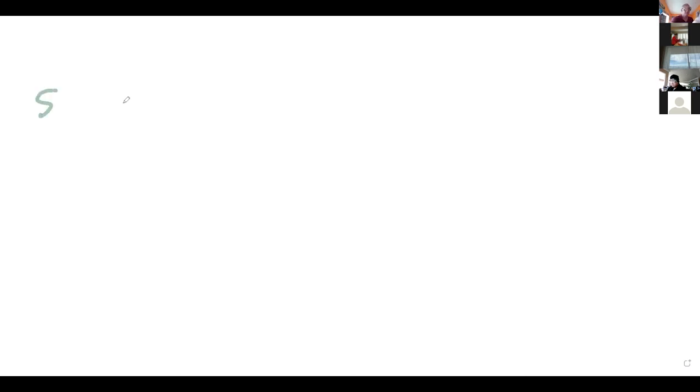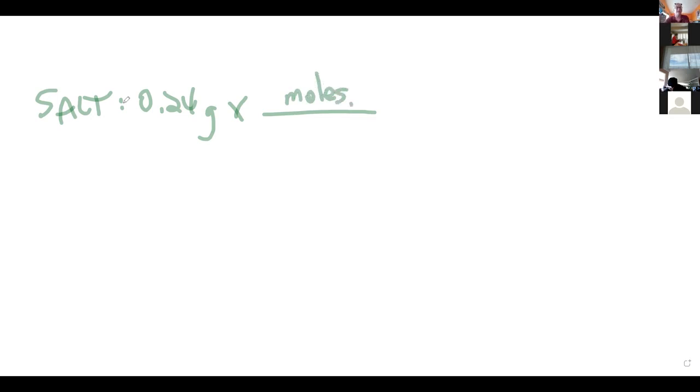So my salt is 0.24 grams. Now I want to convert that to moles. If I want to convert that to moles, do I put moles in the numerator or the denominator? Moles in the numerator. That is correct. Now, interestingly, moles of what? What is my actual salt here?